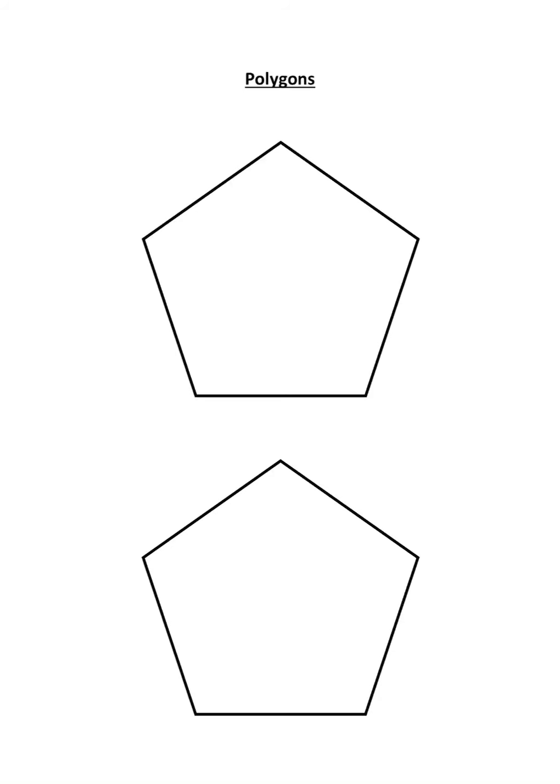Welcome to my revision video on polygons, where we will look at, first of all, how to find the interior angles of a polygon and how to find the exterior angles of a polygon. So let's do interior first. This particular polygon is a pentagon and it's got 5 sides.